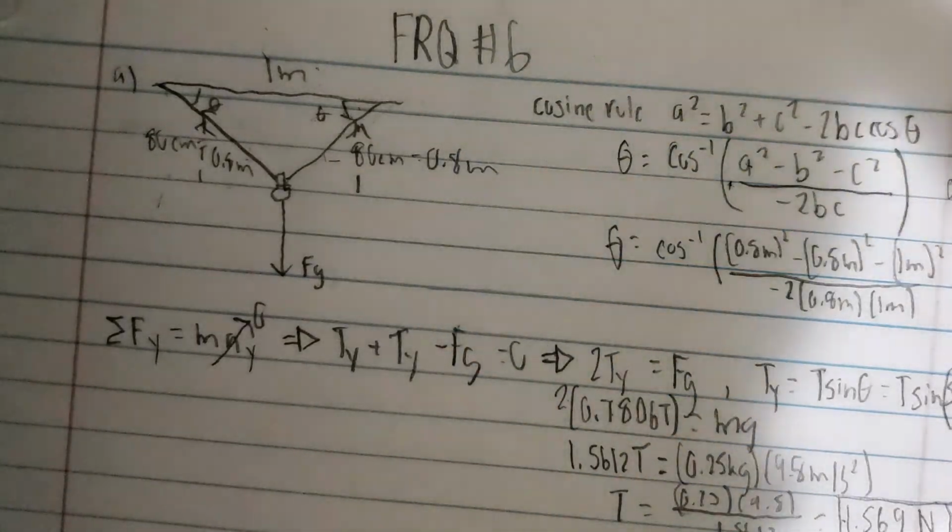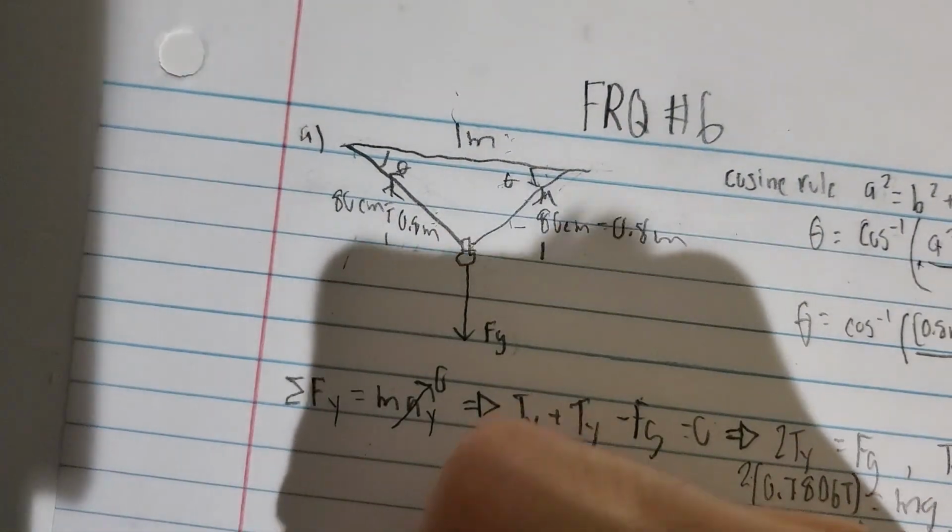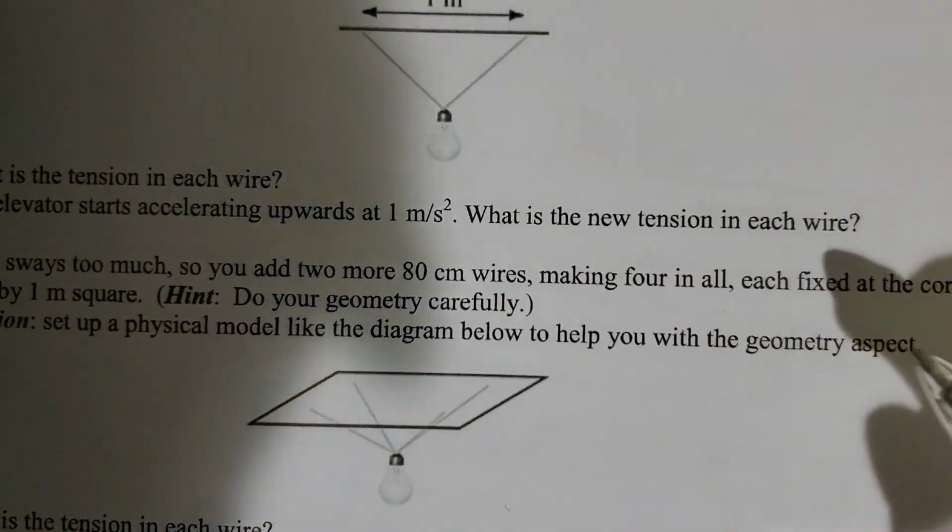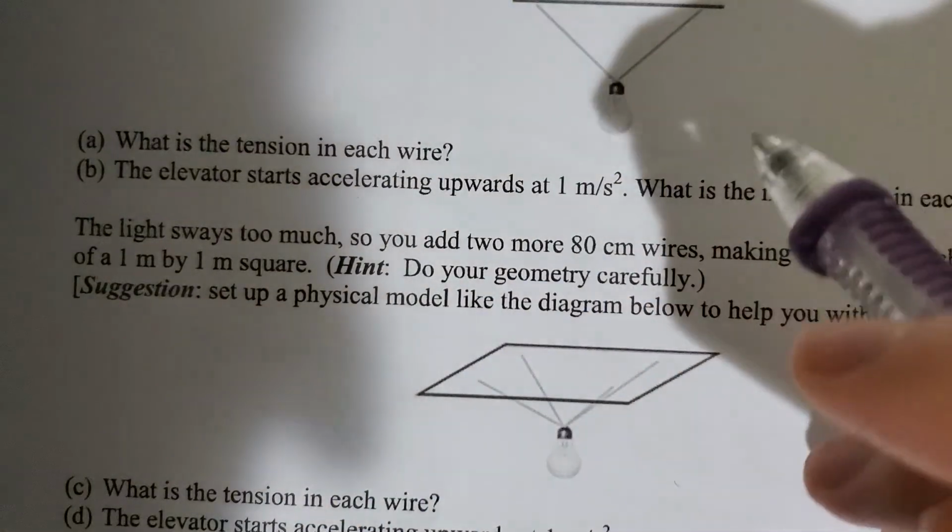So this is the tension of both wires if the light fixture is stationary and the elevator is not moving. Okay, so part B, we are asked to find what the new tension is if the elevator is starting to accelerate upward.